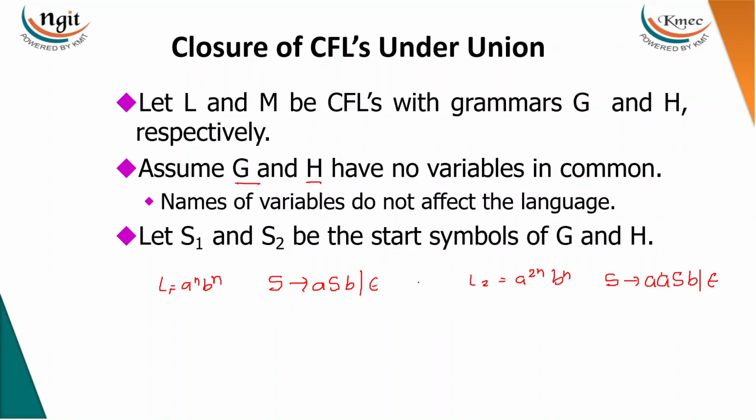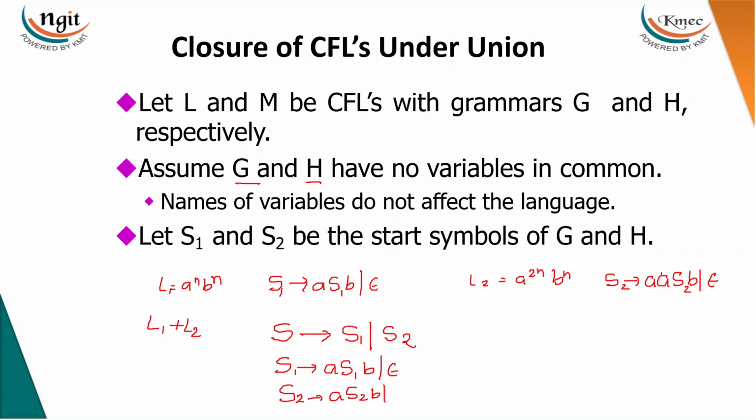Now we have two different grammars, G and H, but as they have the same variable name, just rename them as S1 and S2. No problem with that. Then how do we perform the union here? We have to take L1 union L2, meaning the union of these two grammars. It's very easy, guys. Introduce a new non-terminal S, saying that S goes to either S1 or S2. Then S1 goes to aS1b or epsilon, and S2 goes to aaS2b or epsilon.